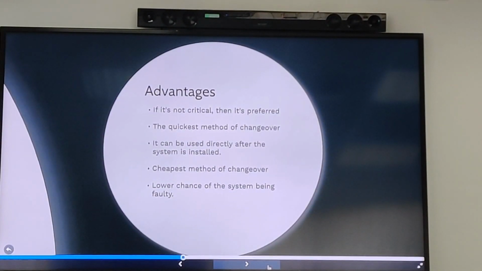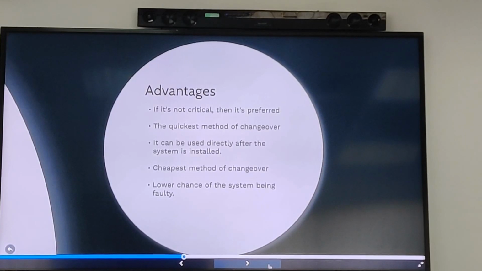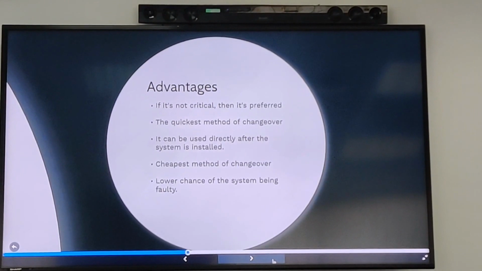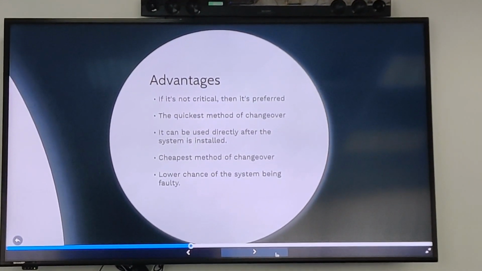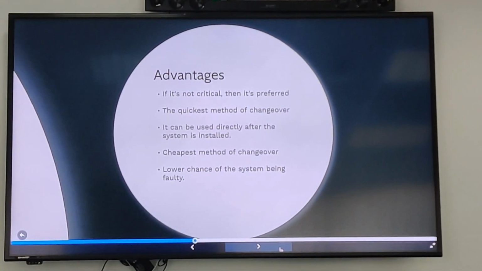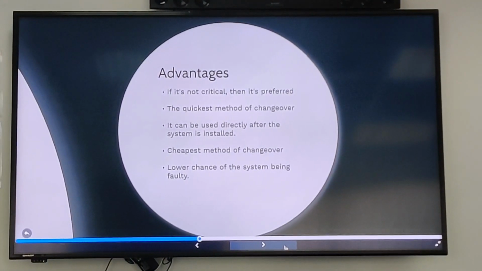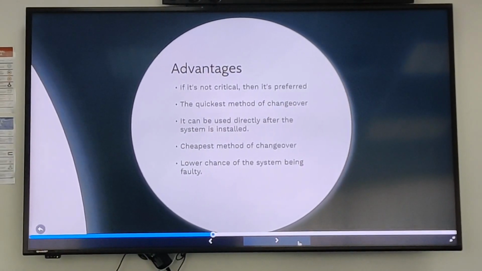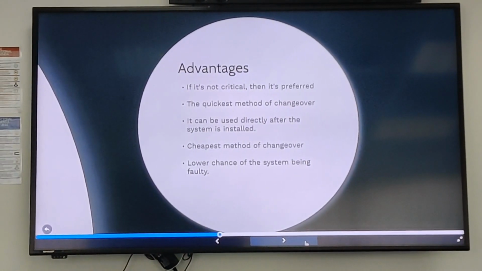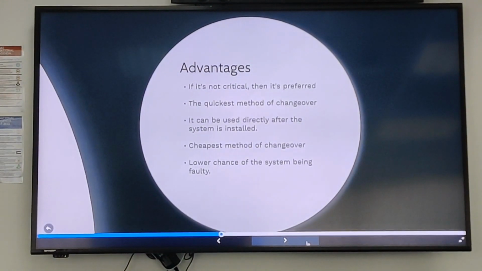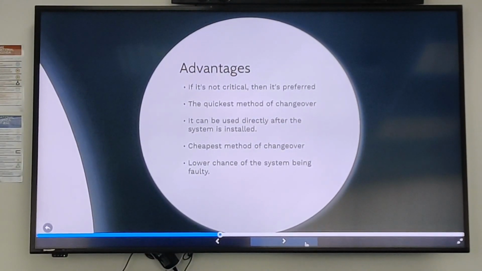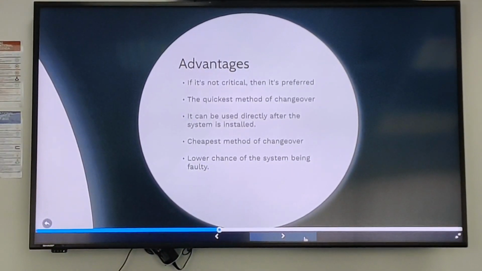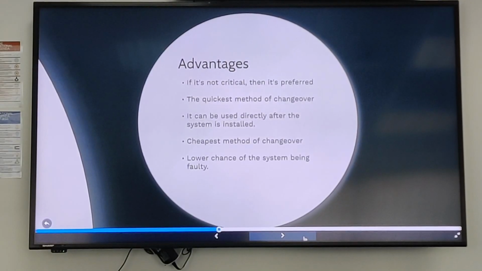So the advantages associated with it: if it's not critical, then it's preferred. Like if you have a lot of time to go through with the changeover, then it's preferred because it's quite quick, and it's the quickest method of changeover. It can be used directly after the system is installed. It's also one of the cheapest methods because you're not running two systems side by side, and you're not using as much electricity, and there's a lower chance of the system being faulty, as when the new system is checked and it's gone through testing to make sure that it's not faulty.